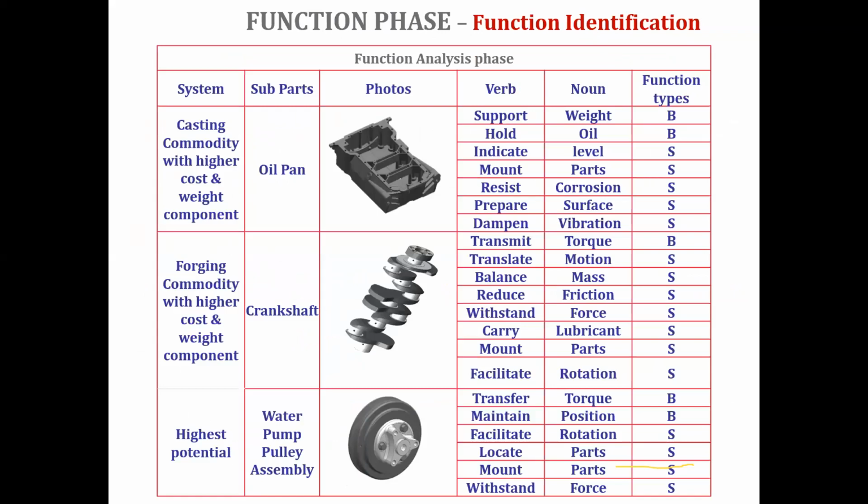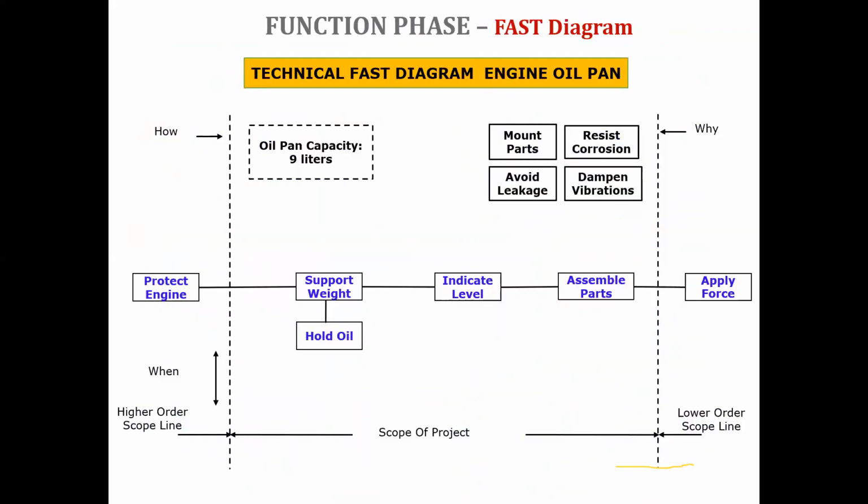First, I will talk about the oil pan. The basic function of an oil pan is to support weight. Why support weight? To protect the engine, a higher order function. How to protect the engine? By supporting the weight of the oil. When you are supporting the weight, you are also holding the oil simultaneously. How to support weight? By indicating level. How to indicate level? By assigning parts and applying force. The oil is applied into the oil pan with some force, and parts get assembled. It also indicates a level, and it is basically meant for supporting weight, and finally it protects the engine.